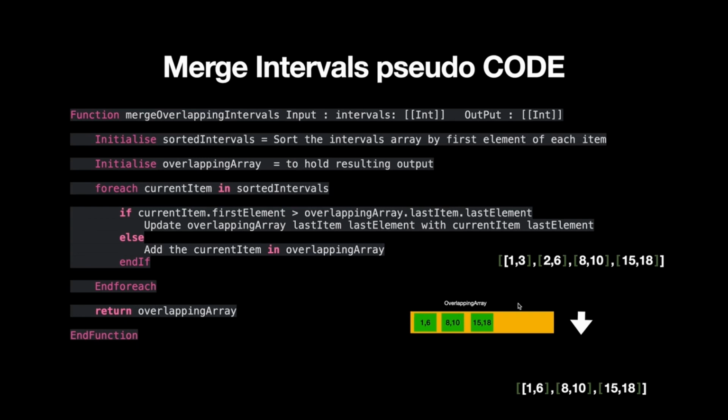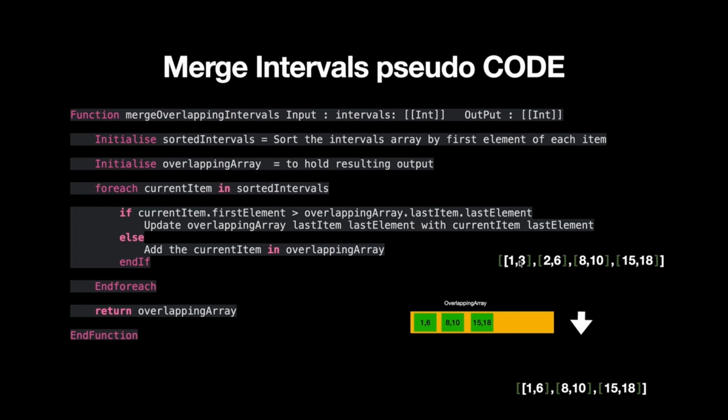And then we will create an overlapping array. We'll initialize the overlapping array to hold the resulting output. You can call it non-overlapping array because we are basically creating a non-overlapping array. But because we were overlapping these, that's why I named it overlapping array. Right, and then we will go through each element in this array. We'll run a for loop on each element. So for the current item, we'll check the last item in the overlapping array. For this item, there is nothing in the overlapping array, so we'll just simply add the current item to the overlapping array.